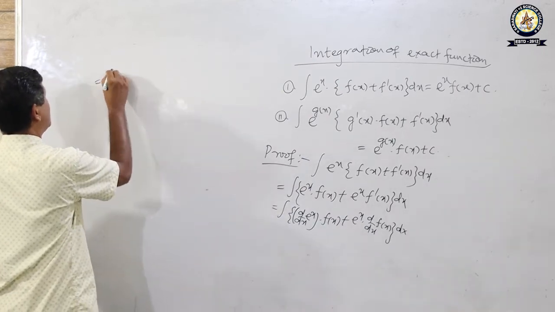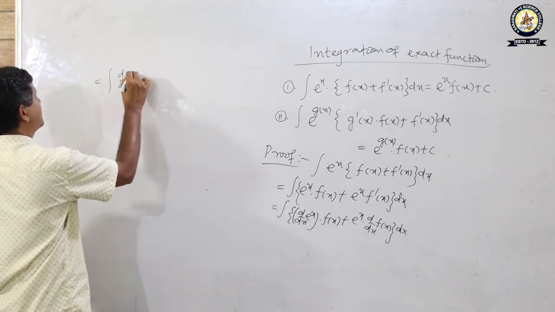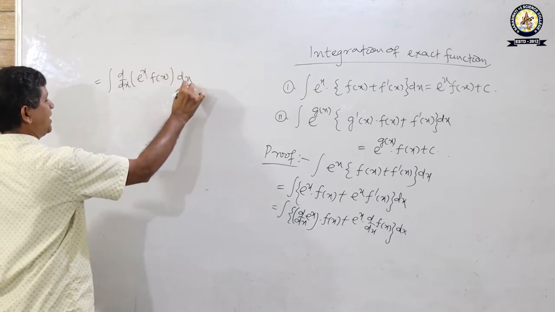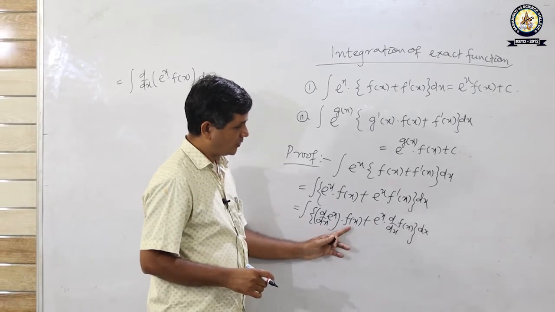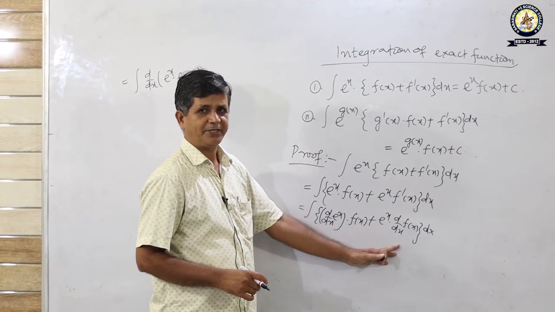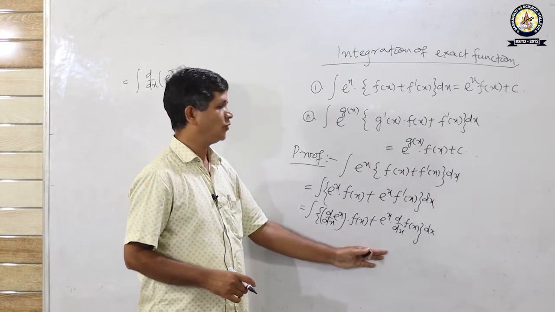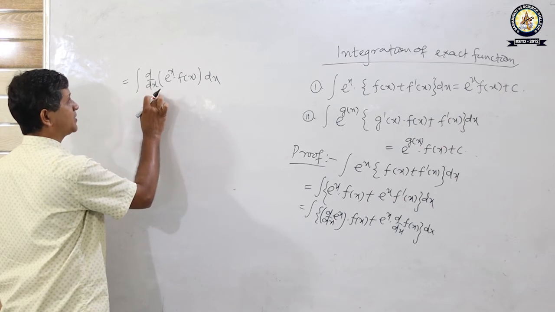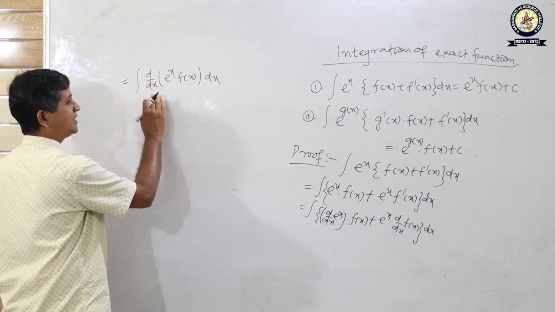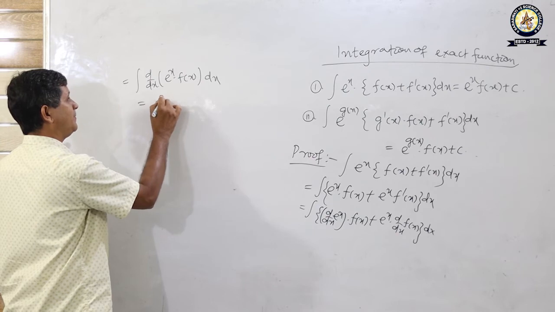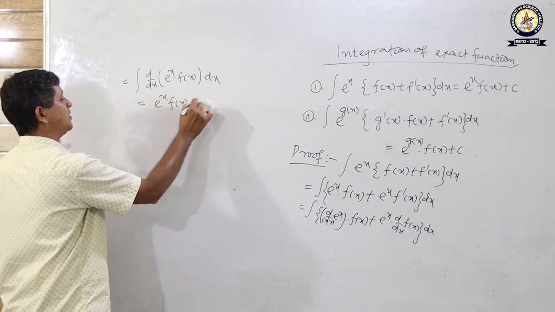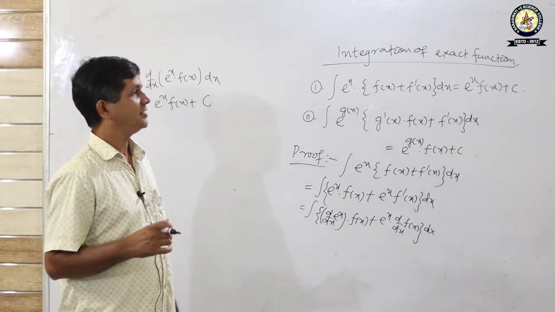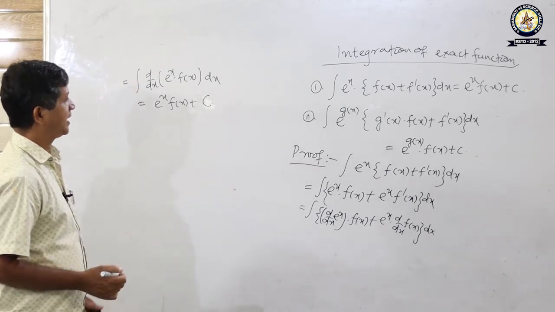This is equal to the integration of d by dx of e to the power x into f of x into dx. It is the derivative of u into v, that is, derivative of u into v plus u into derivative of v. So this is the derivative of uv. Look here, integration is the reverse process of derivative, so derivative and integration will cancel out. The final value will be e to the power x into f of x plus the constant of integration c. Now come to the second part.